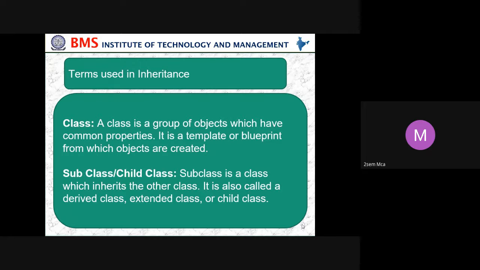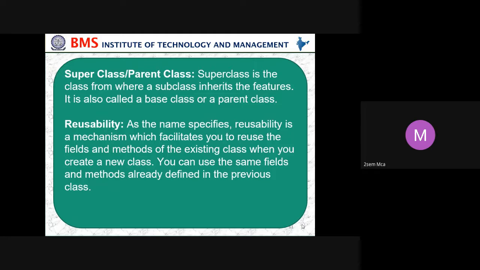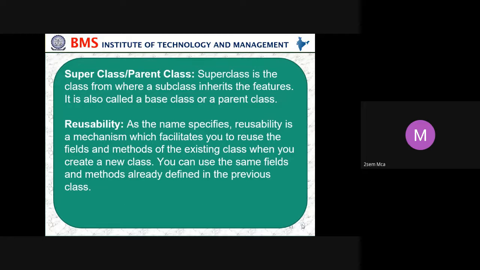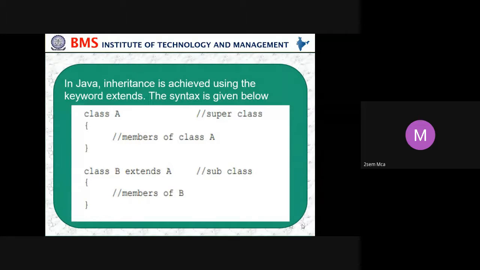So the terms which we use in inheritance are class, subclass, superclass, and reusability. Class, which you already know. A subclass is called a child class, or a derived class or extended class, where it inherits the properties of a base class. What is a parent class or superclass? It is the class whose properties are inherited by the subclass, and that is called a parent class. Reusability: the code is already written, so you use the same code in some other part, and we call it reusability. This is what we have seen.